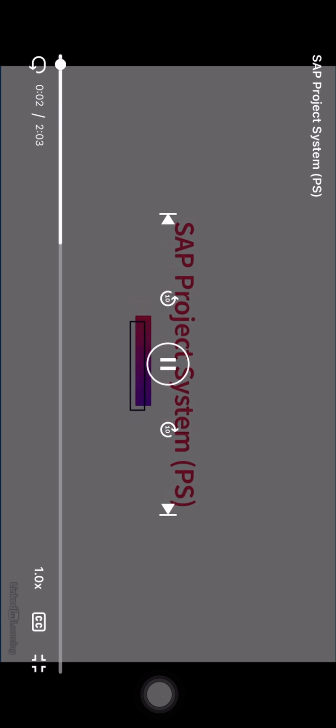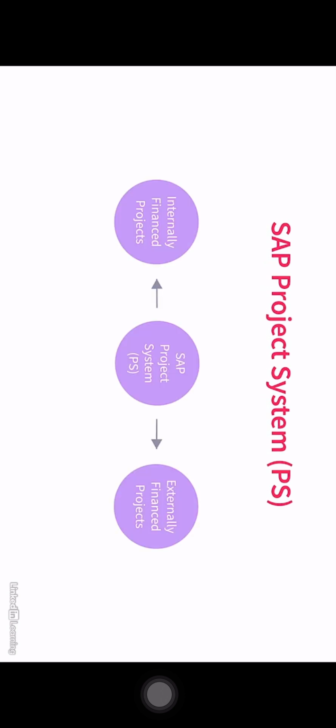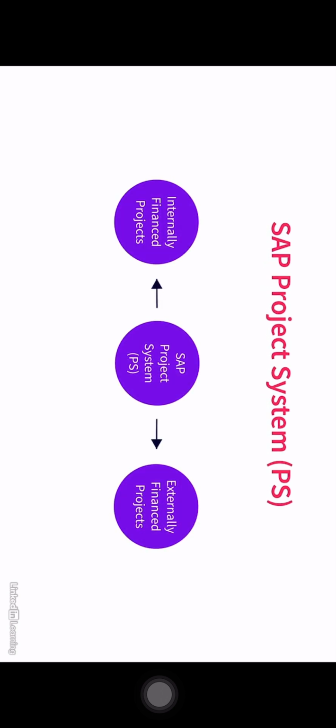SAP Project System, abbreviated PS, is SAP's integrated project management tool. SAP Project System enables companies to manage all projects, large or small scale, throughout their life cycle. This includes project planning, execution, and completion. The Project System module supports projects that are financed internally and externally.